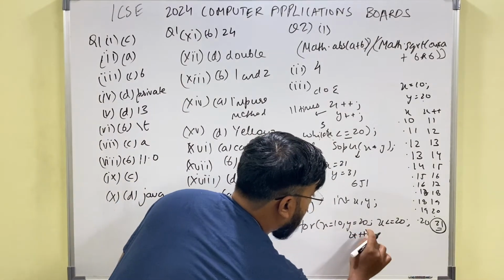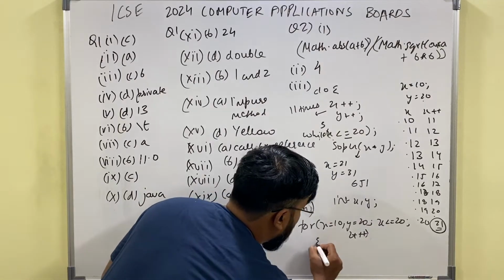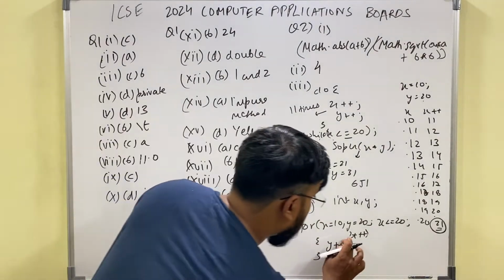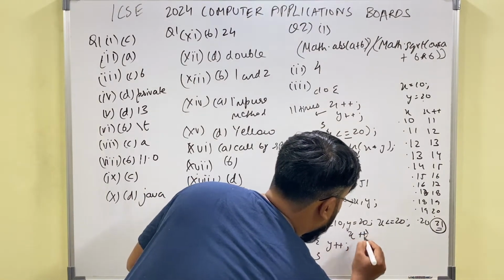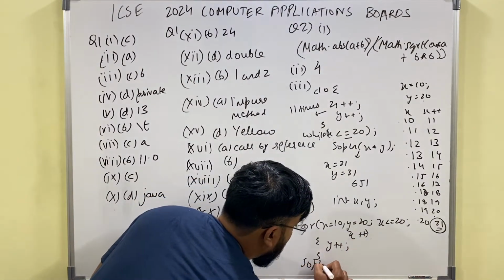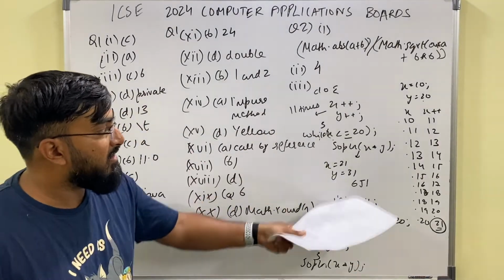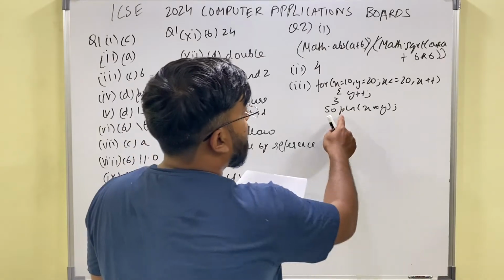Inside the loop you do y plus plus. Okay, this is x plus plus, sorry. And then finally you print SOP ln x into y. Let me just write it here and then I'll explain this. So this is the corresponding for loop.